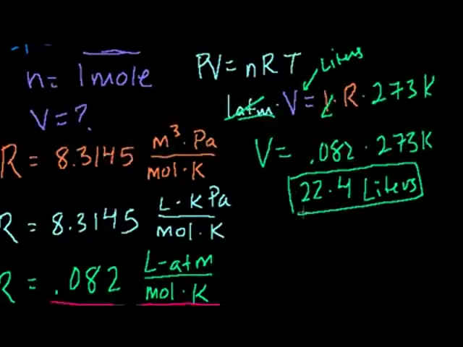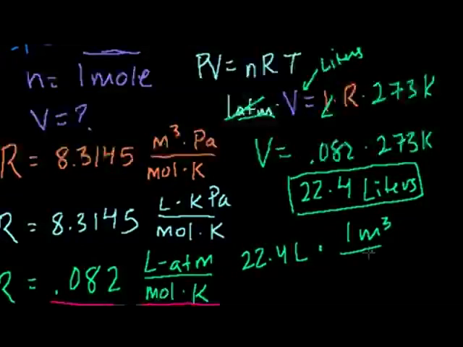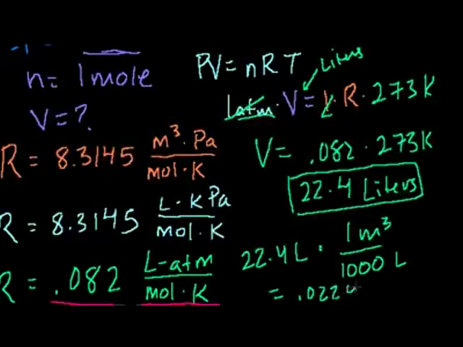And if you wanted to know how many meters cubed it's going to take up, you could just say 22.4 liters times, now how many meters cubed are there? For every 1 meter cubed, you have 1,000 liters. I know that seems like a lot, but it's true. Just think about how big a meter cubed is. So this would be equal to 0.0224 meters cubed if you have a mole of something at 1 atmosphere and at 0 degrees Celsius. Anyway, this is actually a useful number to know sometimes.